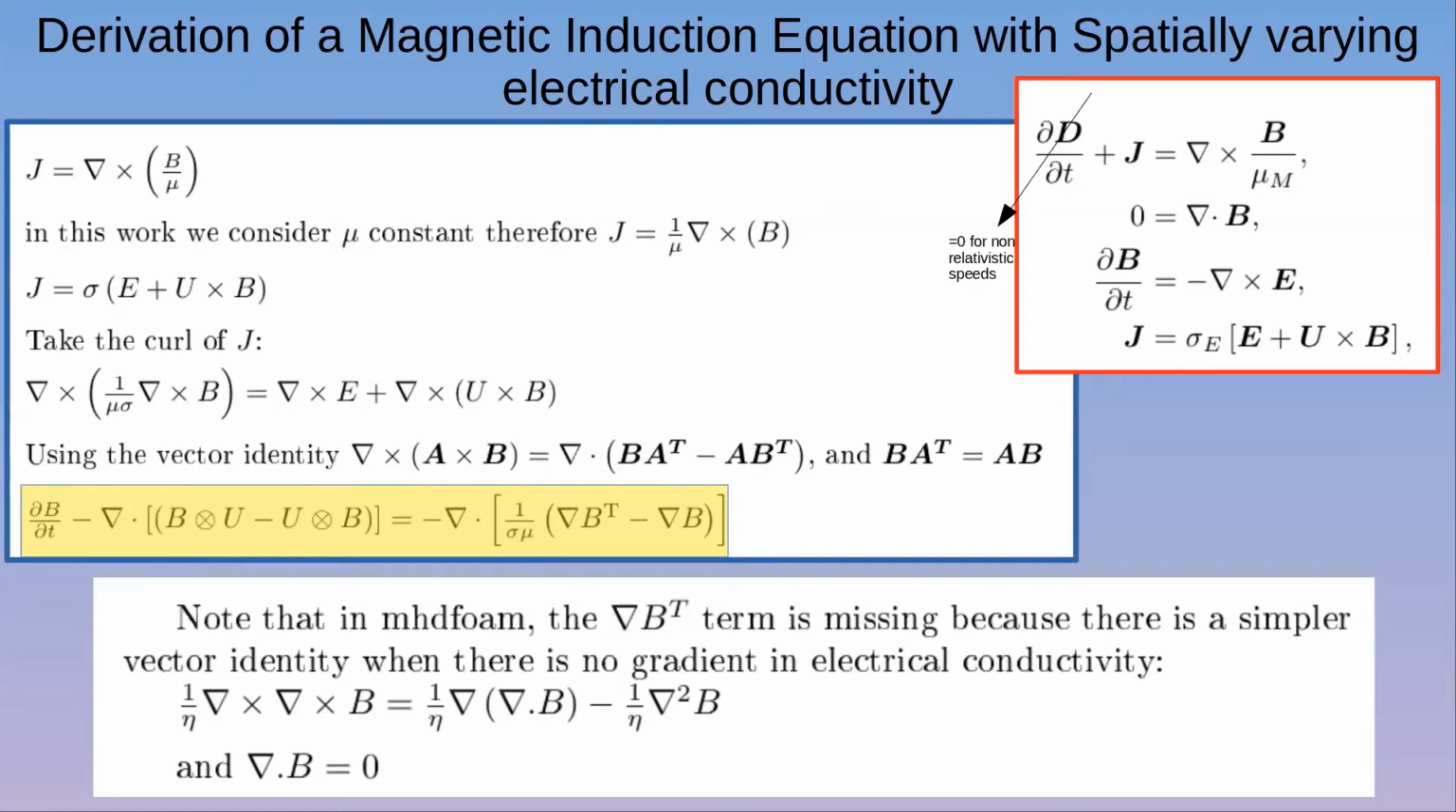I should also note that in MHD foam, which is the OpenFOAM magnetohydrodynamics code, it's missing this grad B transpose term. That's because if your electrical conductivity is constant as well, then you can take both of those terms outside the differential operator. So when you take the curl of these terms, there's a much easier vector identity. The curl of B is the gradient of the divergence of B minus the Laplacian, and with no magnetic monopoles we just have this Laplacian term, and that's in MHD foam. That's why MHD foam doesn't have this term.